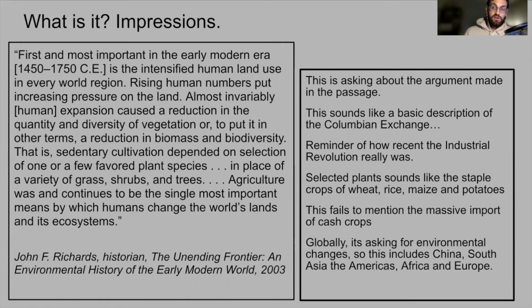the trade of the use of maize and potatoes in Ireland and Europe, as well as wheat being grown in the United States, in the Americas. Although I notice it doesn't really talk about cash crops, even though it does seem to be talking about the environmental consequences of all this human agriculture.